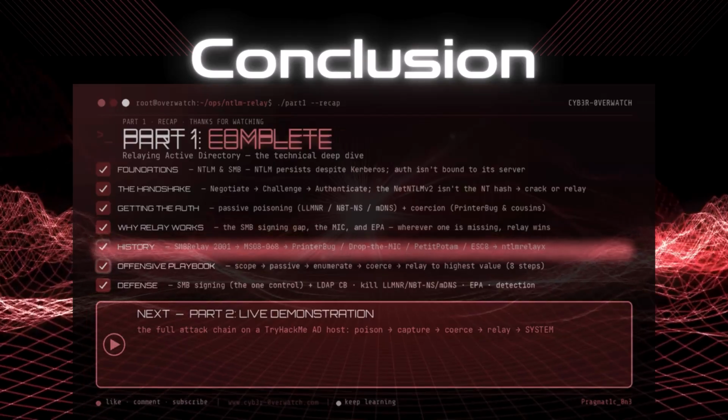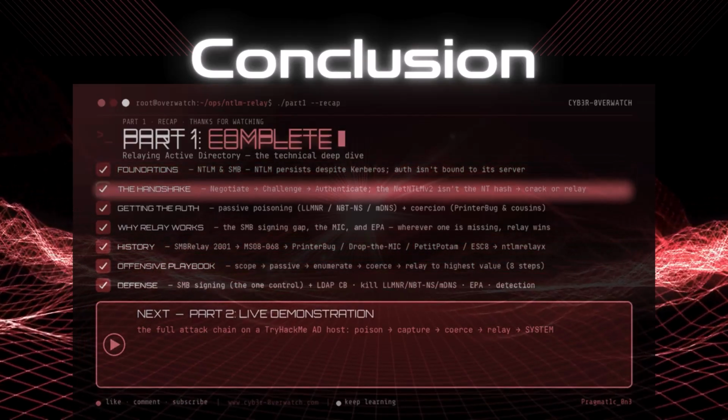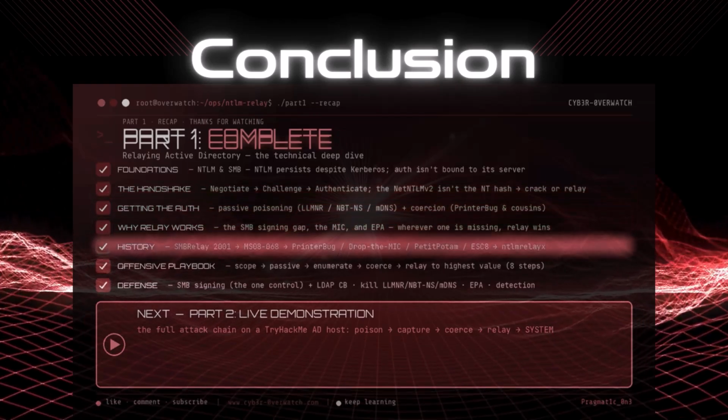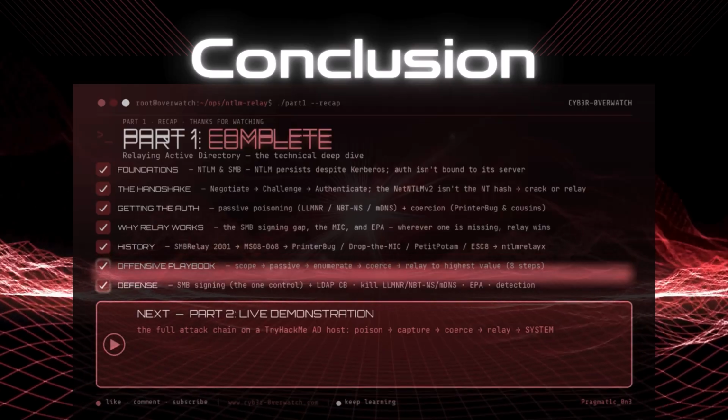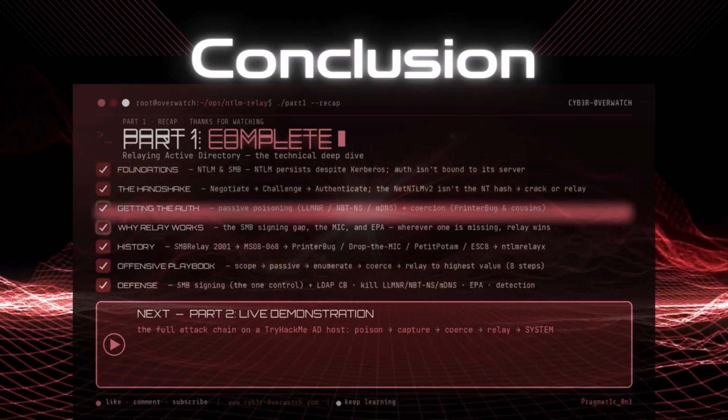I walked through the NTLM challenge-response flow step by step: negotiate, challenge, and authenticate messages, and I explained the critical distinction that trips people up. The Net-NTLMv2 on the wire is not the NT hash, so your only options are to crack it offline or relay it live.